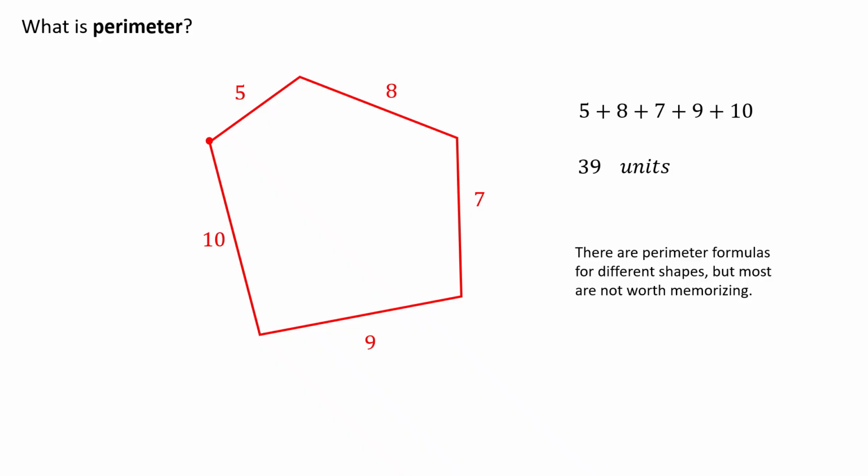There are formulas for different shapes to find perimeter, but the formulas aren't very useful because perimeter has one thing in common. You simply add up all the sides to get it. So no formula is really needed.